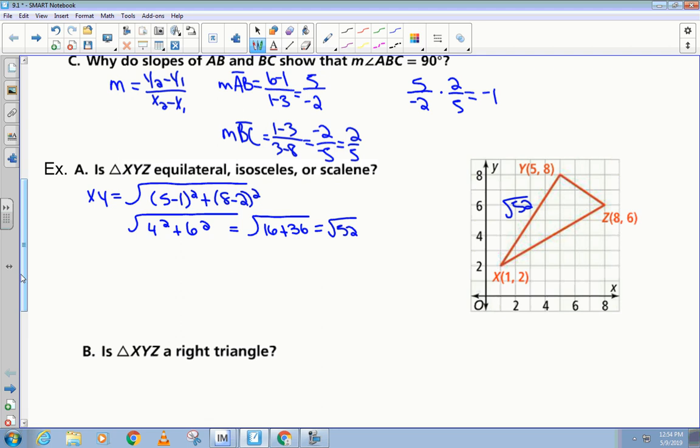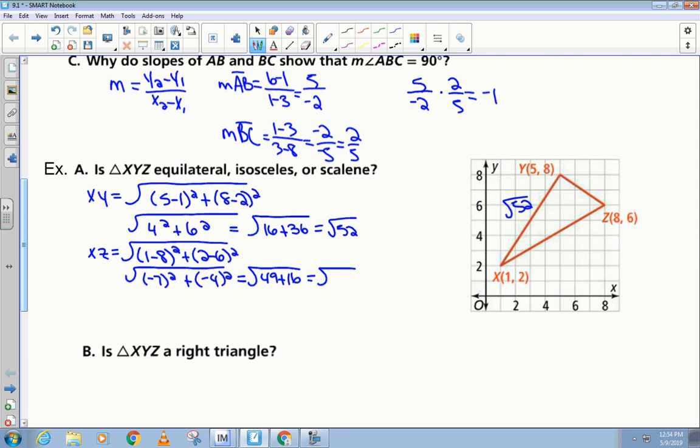Okay. Then we want to look at XZ. And so that would be 1 minus 8 quantity squared plus 2 minus 6 quantity squared. So that would be negative 7 squared plus negative 4 squared, which is 49 plus 16, and that's 65.